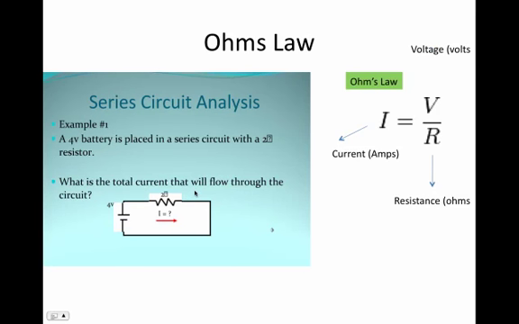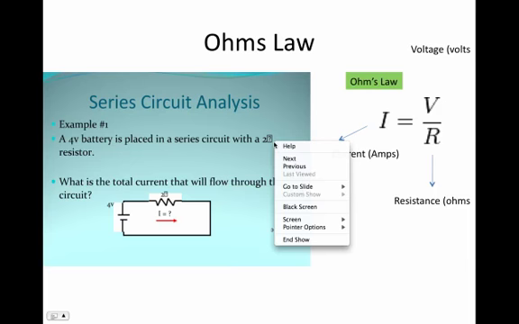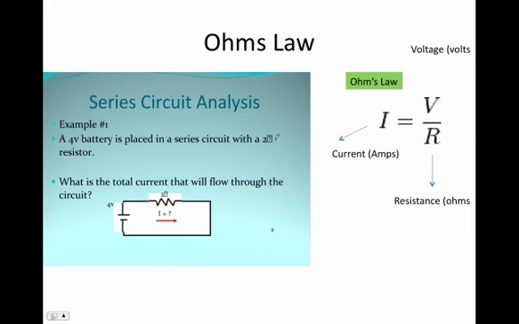Let's see if we can apply that to a circuit. Here's a circuit, and here's Ohm's law, or one version of it anyway. I equals current in amps, V is voltage in volts, and resistance is always in the unit ohms. So let's say we have a 4-volt battery placed in series with a 2-ohm resistor. Ohms has a neat symbol. Here's the symbol for ohms, kind of like that.